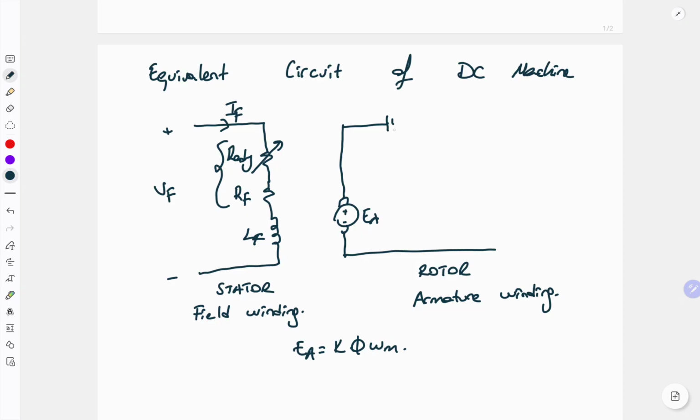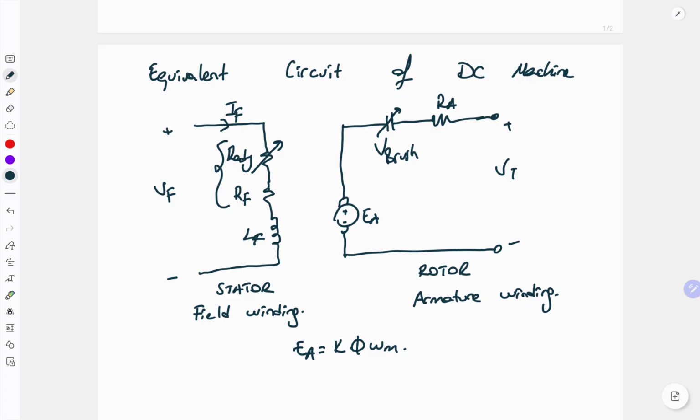So brush voltage drop can be shown on the armature circuit also. And in addition to that, we have an armature resistance. And this part will be the terminal voltage. So for the motor operation, we will supply from the terminal side, or if we have a generator operation, we will take the voltage to output from these terminal points.